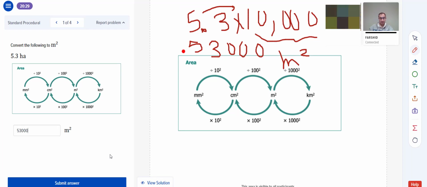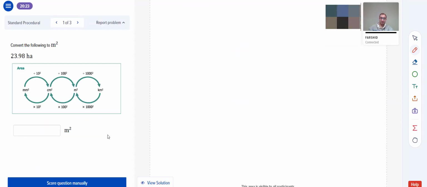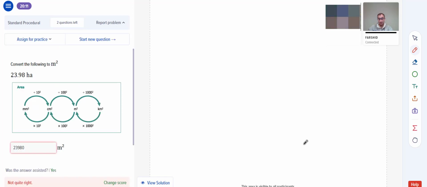Okay. So, did I get it? Oh, yeah, I got it right. Good job. Good job. You did well. I'm so proud of you. Convert the following to meters squared. Okay, so that is 2, 3. Show me the steps on the board.